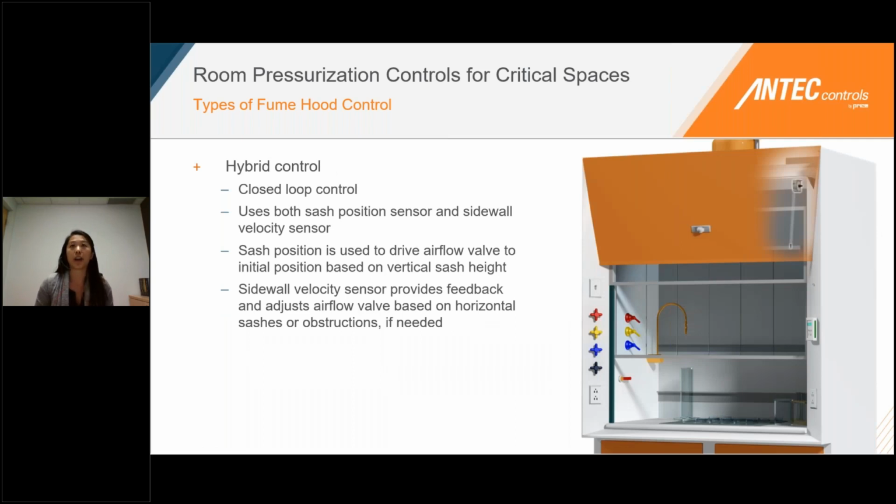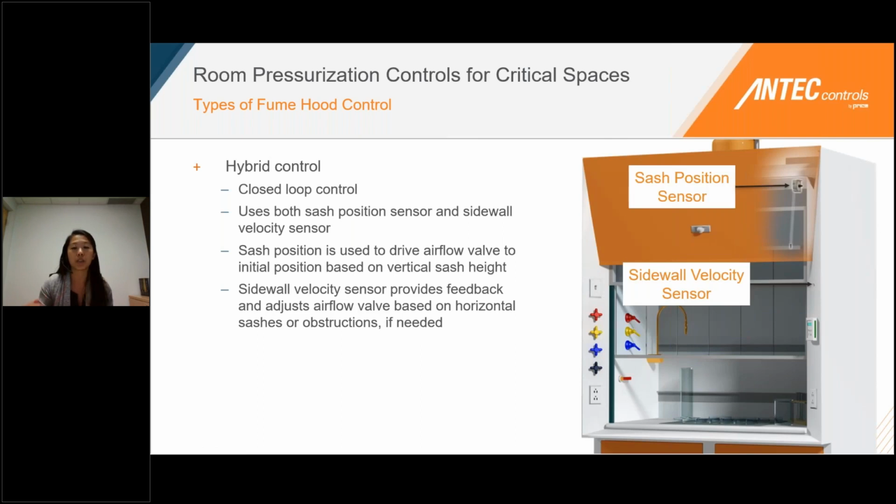Looking at the third option now, which is called hybrid control, this is going to be a combination of both sash position control and sidewall velocity control. So it uses both sensors. And it utilizes the speed of the sash position sensor. So once that vertical sash opens, it's going to drive that valve to its initial position based on the height of the sash. And then it's going to use a sidewall velocity sensor to make smaller adjustments based on different number of people, different amount of obstructions, potential horizontal panes, and those sort of factors.